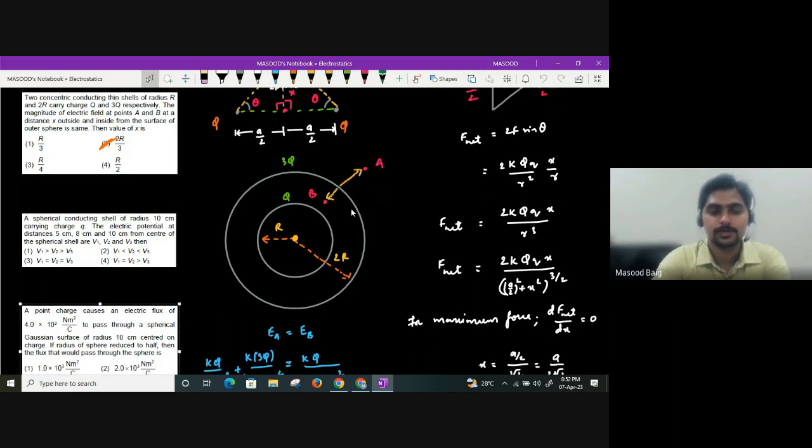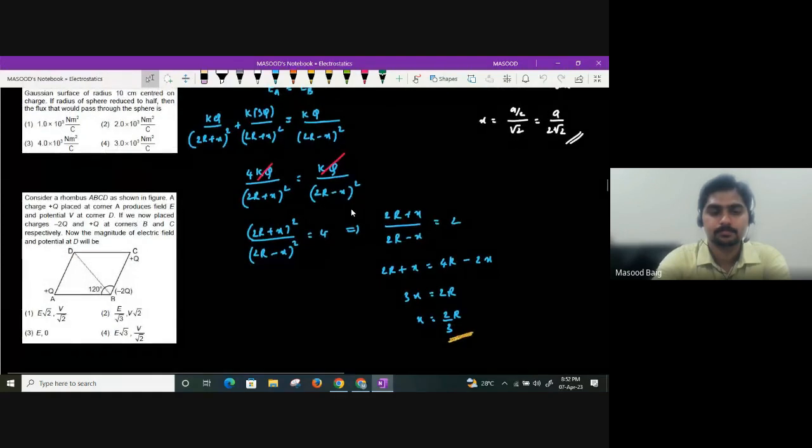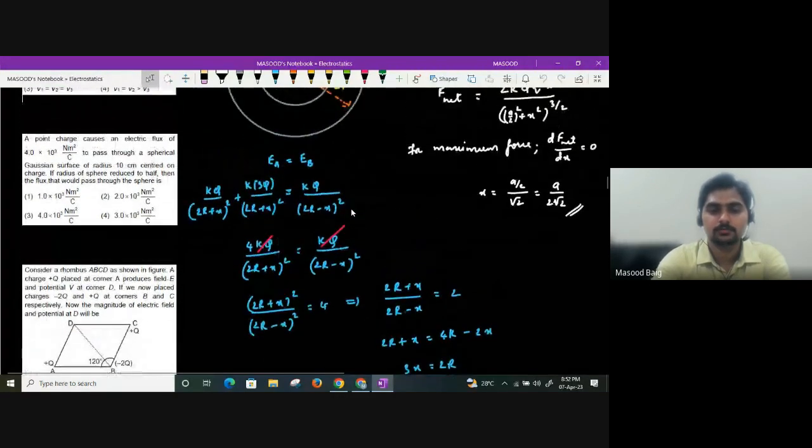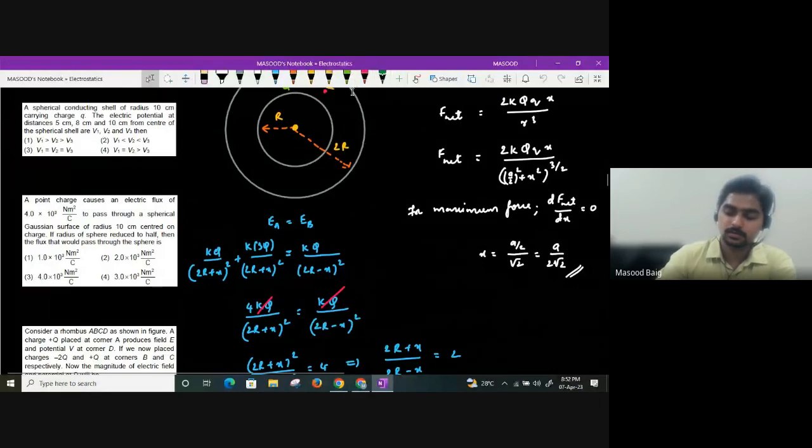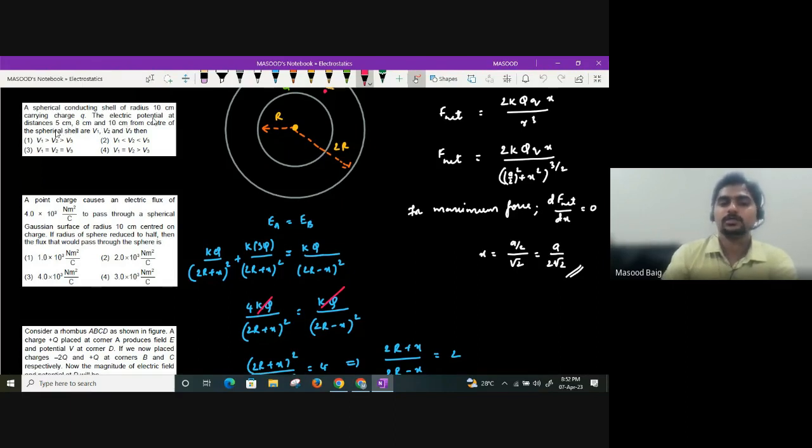Yes or no? Let us see another question. What they have given here? A spherical conducting shell they have given, guys, of radius 10 centimeters, carrying a charge Q. The electric potential at distances 5 centimeters, 8 centimeters, 10 centimeters from the center. Radius is 10 centimeters. 5 centimeters, will it lie inside? 8 centimeters also, will it lie inside? 10 centimeters on the surface or not?